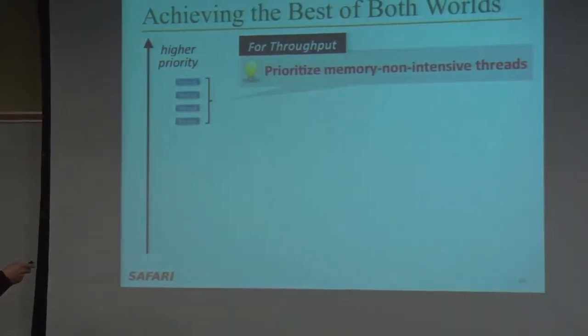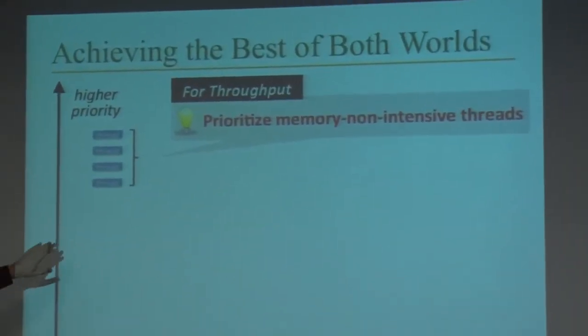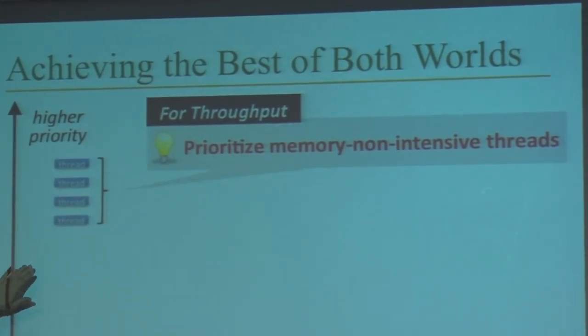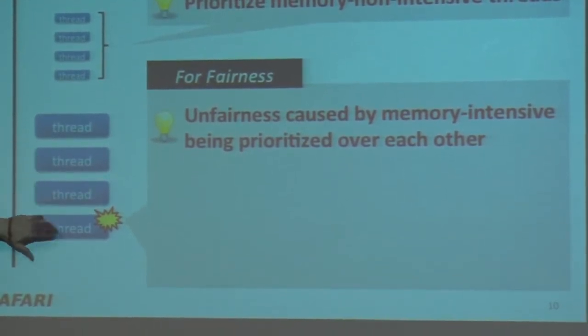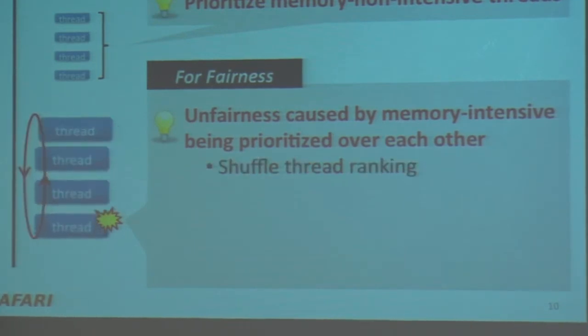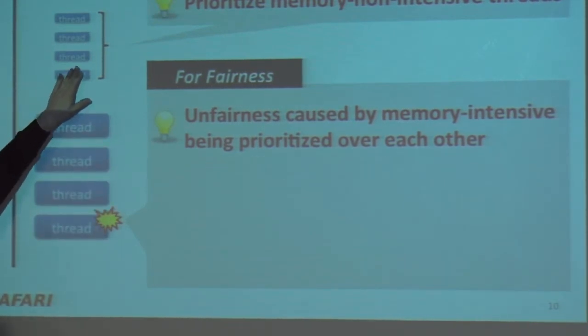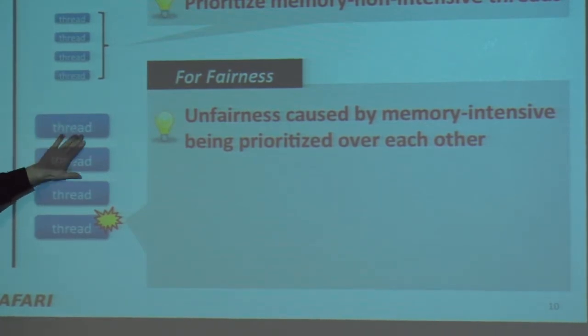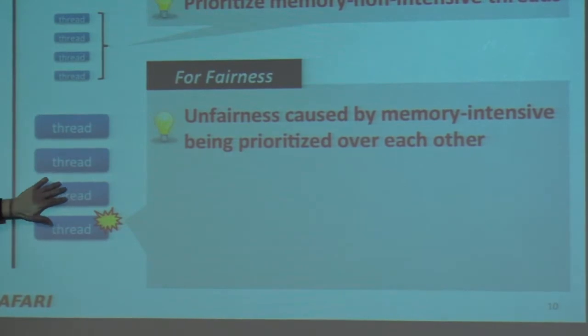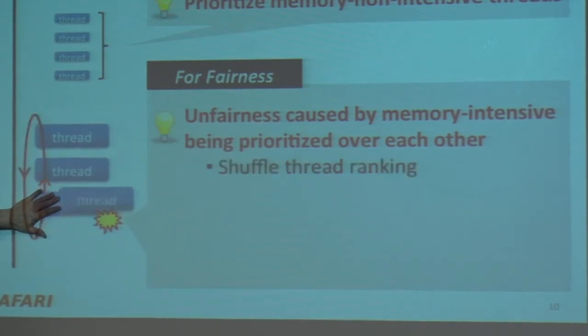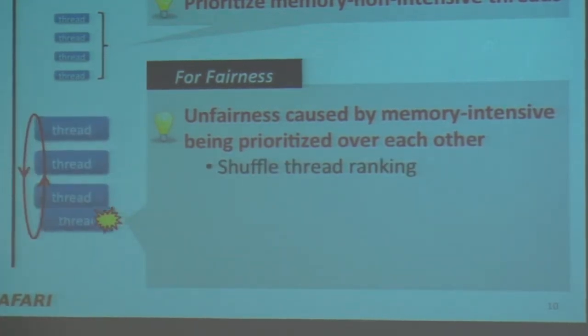So the realization is that if you would like to improve throughput, we would like to prioritize these memory non-intensive threads. And for fairness, we realized that the unfairness is really caused by memory-intensive threads being prioritized over each other. Prioritizing these little threads doesn't cause significant unfairness to these threads because these have few requests to begin with. Whereas if you prioritize one of these threads consistently over another thread, it causes a lot of unfairness because this has a lot of requests, a lot of memory bandwidth demand. So the idea is, to be fair, we'd like to shuffle the ranking of these threads periodically.